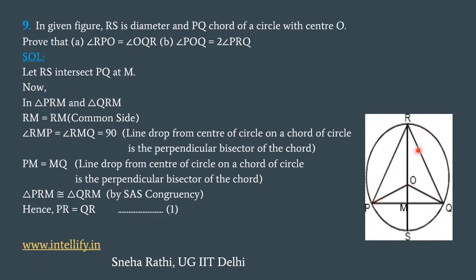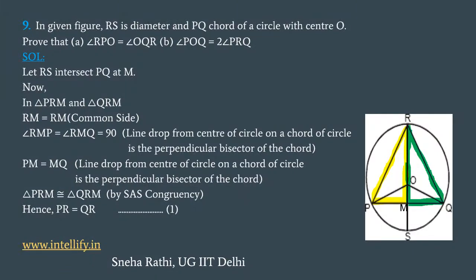Now RS will intersect chord PQ at M. Now consider triangle RPM and RQM. Okay, let me mark. I have marked triangle PRM and triangle QRM.